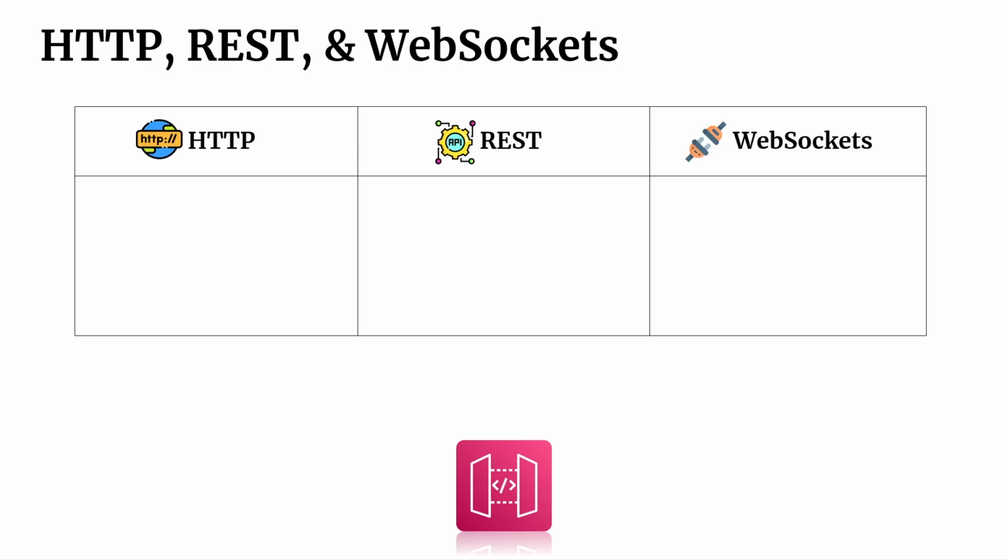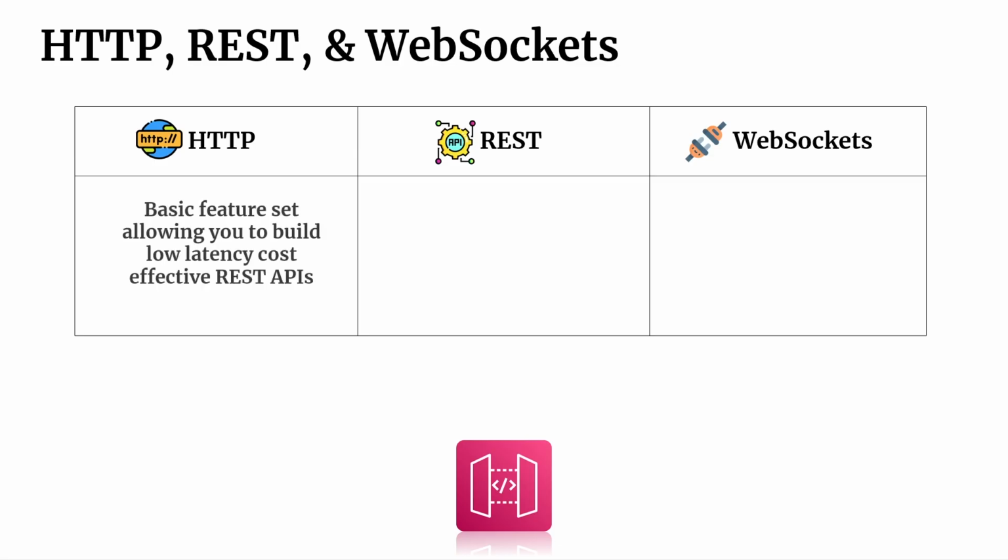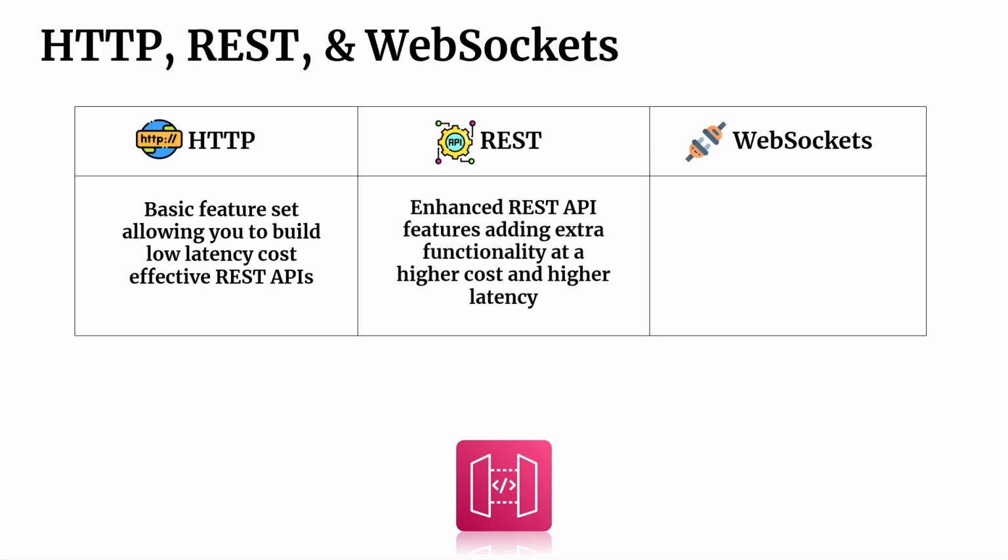So like I said, HTTP and REST are very similar, but there is kind of a slight difference between them. So for HTTP, it's kind of like a basic feature set that allows you to build very low latency and cost-effective REST APIs. Very simple, very bare bones. You don't get a lot of the bells and whistles that you would get in the other flavor, which is the REST flavor. And REST is, like you would imagine, an enhanced feature set that allows extra functionality at the penalty of higher cost and higher latency.